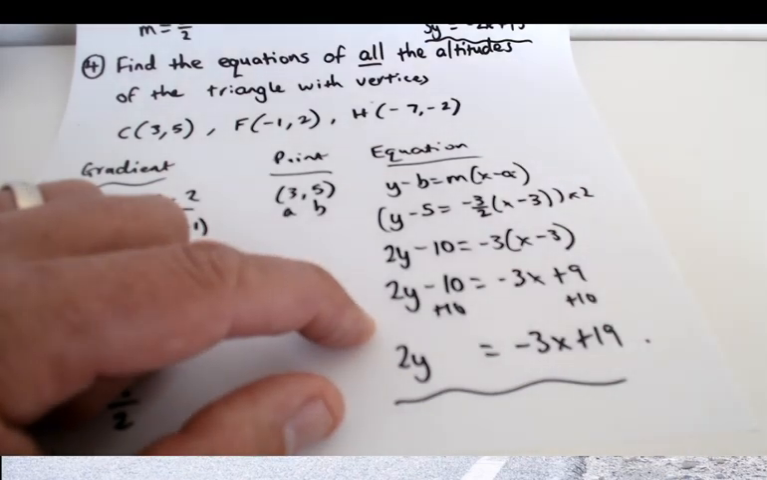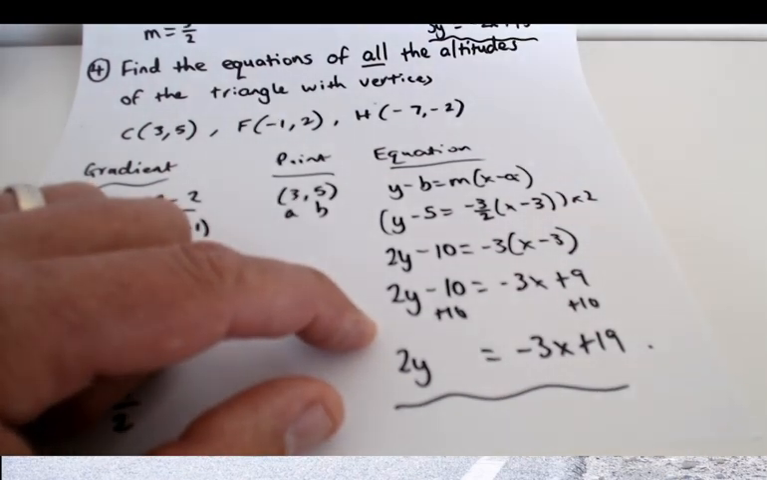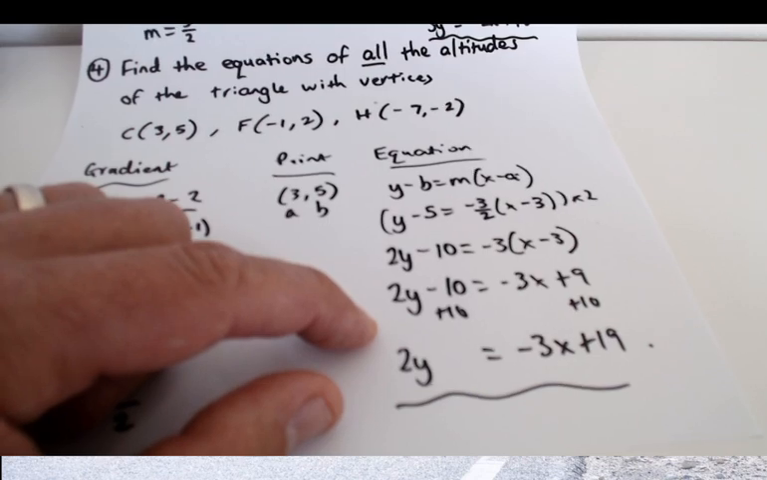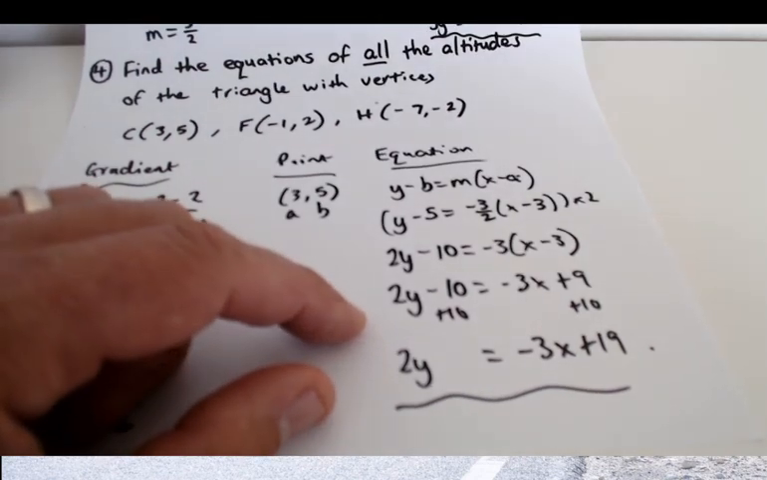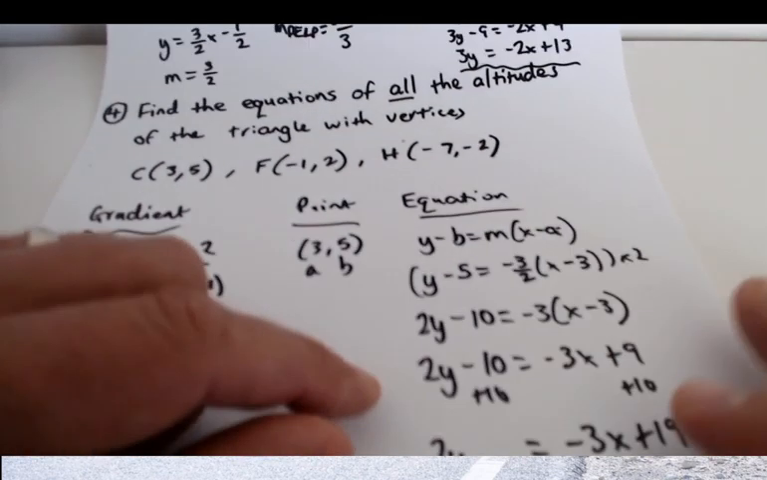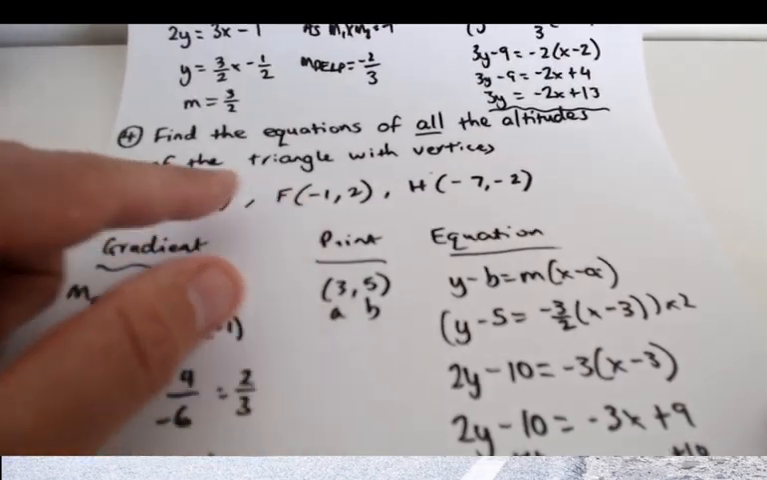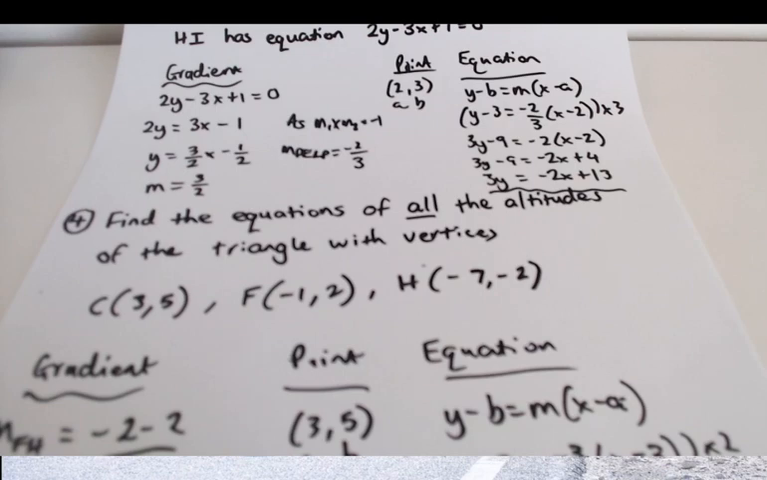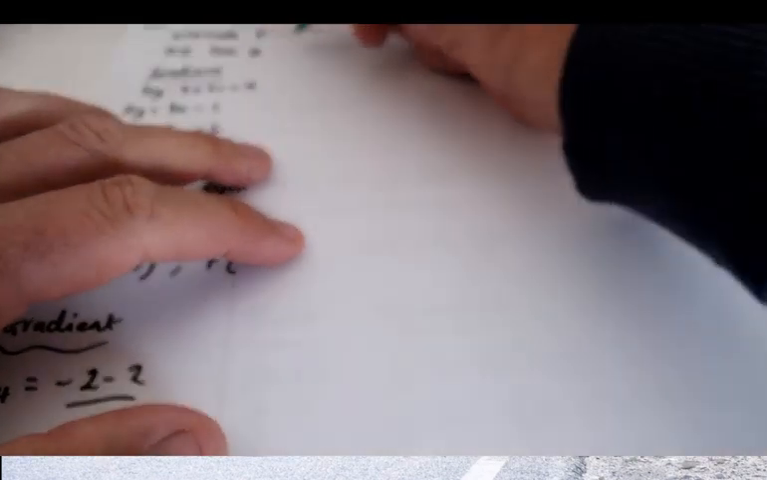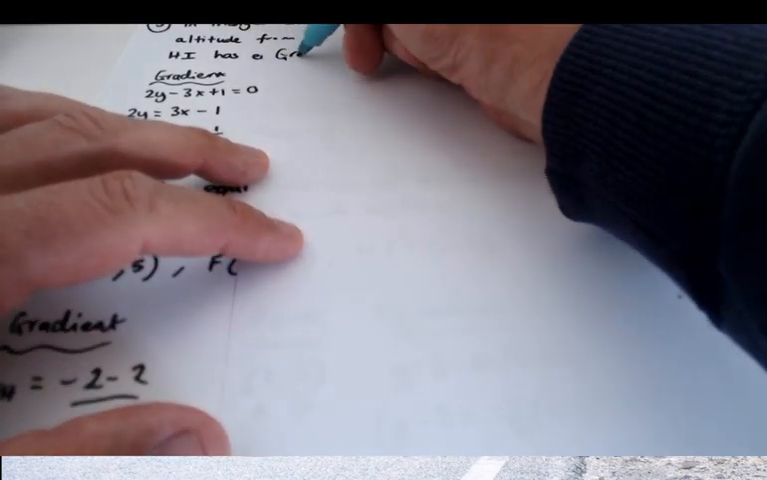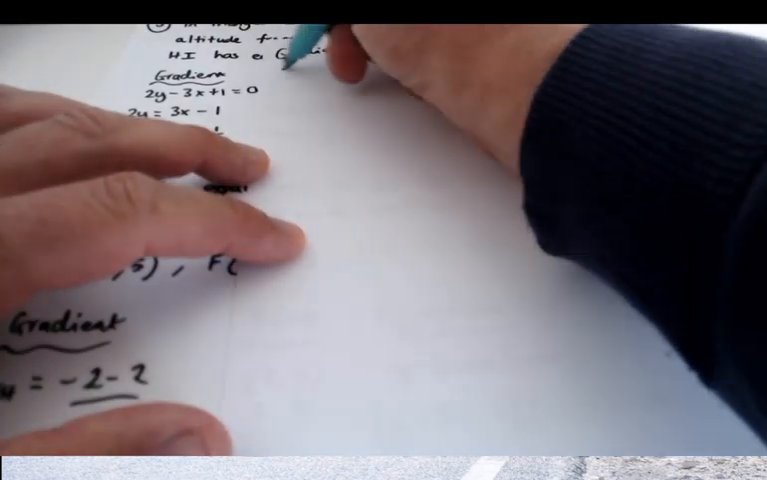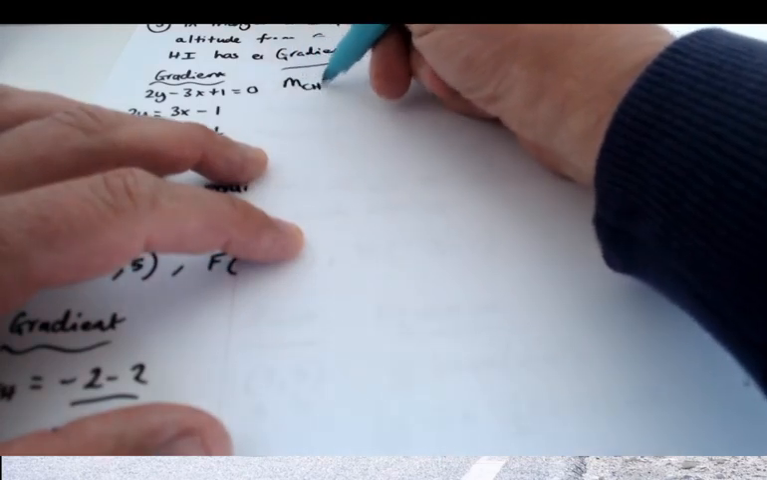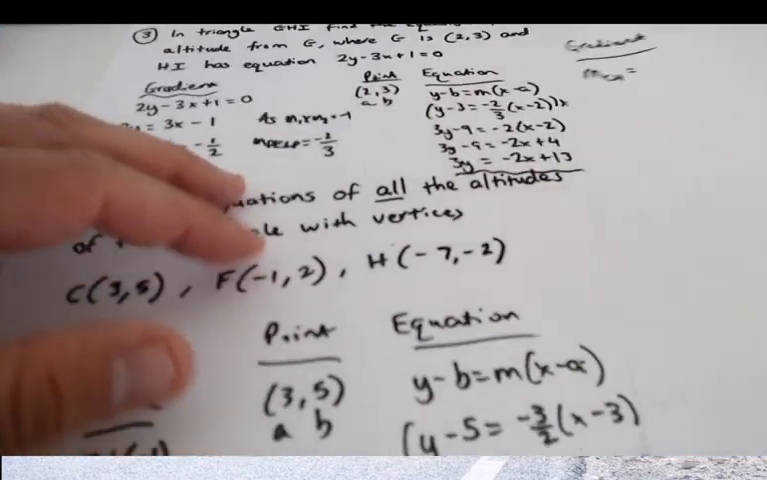Altitude from C. Right, I need to do the other two. Now I'm wishing I just gave you one question. So let's go with the altitude from F. If I'm going to do the altitude from F, I need the gradient of the opposite side. I even need more paper. Okay, so the opposite side from F is CH. So I'm going to get the gradient of CH. That's on a different side and everything.